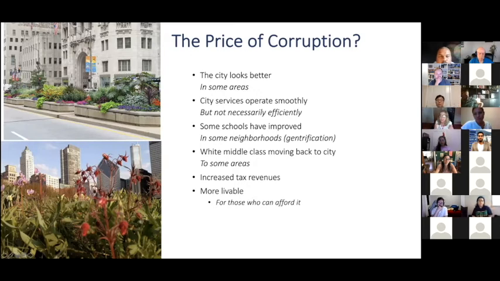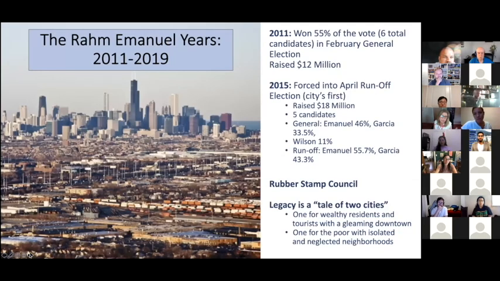This goes back to that question that I asked you guys about at the very beginning. Who has the right to the city? Who is the city for? Not everybody is enjoying the same benefits of the global city that Chicago became under Richard M. Daley. The Rahm Emanuel administration, and I want to be sensitive to time, was a continuation of Richard M. Daley's machine, but almost on steroids.